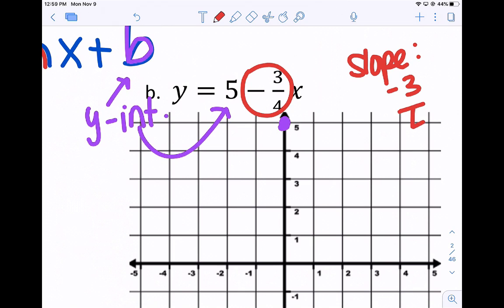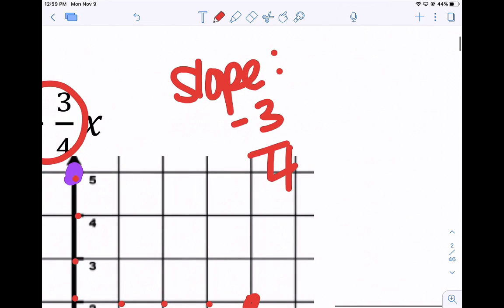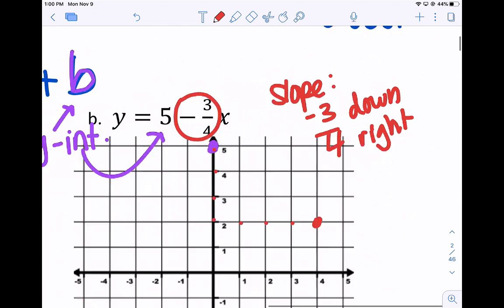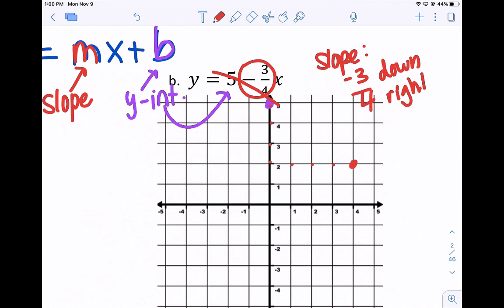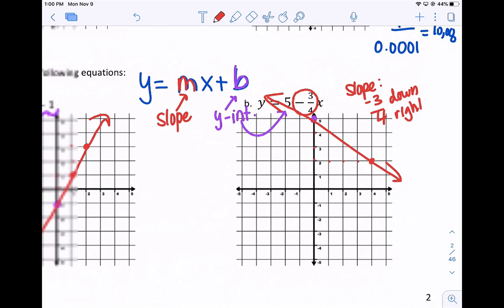And since it's negative, instead of going up and over, we're going to go down and over. So this time we're going to go down 3 over 4 to the right 4. So again, we went down 3 and to the right 4. And when you do that, we'll get a negative slope if we connect our 2 points. We'll try to make it a straight line here. And again, a negative slope goes down from left to right, so we went down, but still to the right.